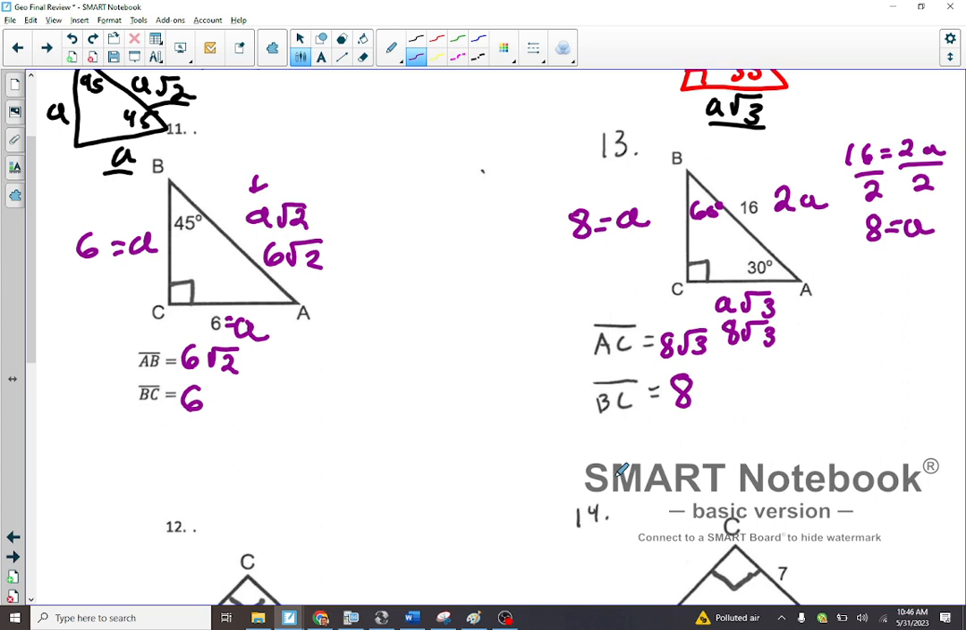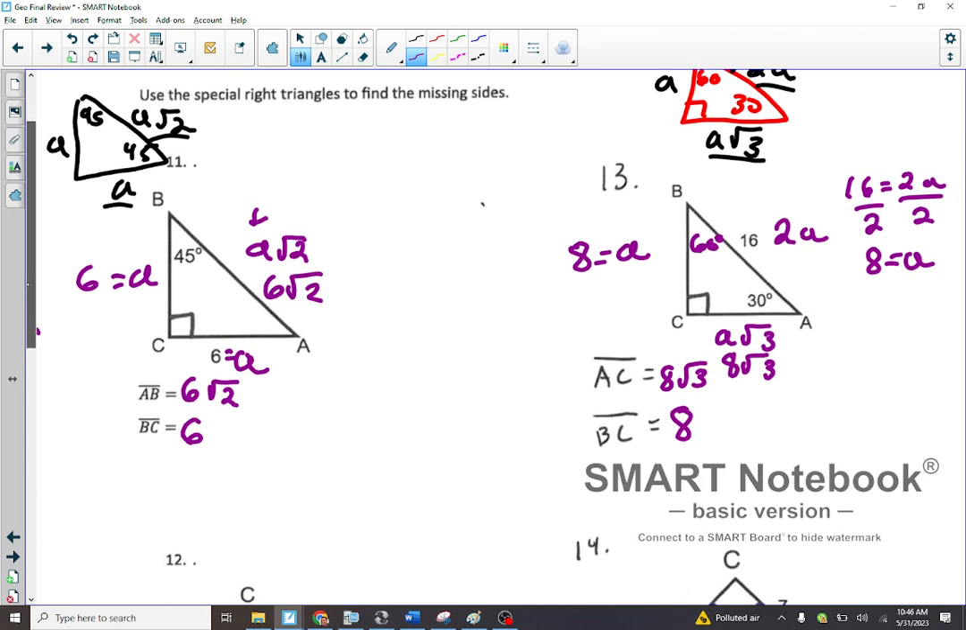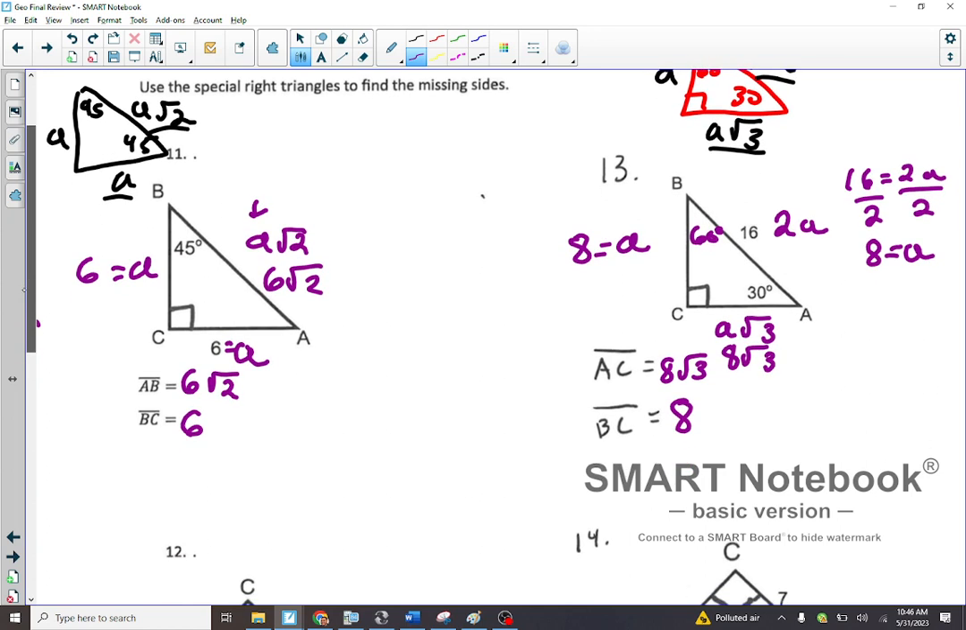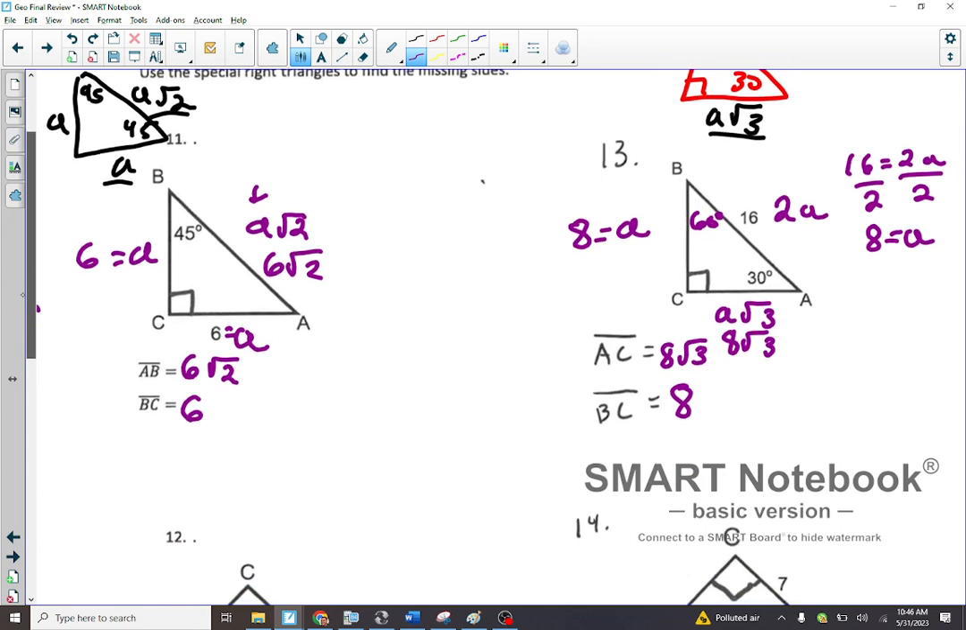Wait, you do 8 square root 3? Yep. Why is it square root 3? That's just how it is in the special triangle. I could explain it, but I don't think you care that much. No, I thought it was 2.